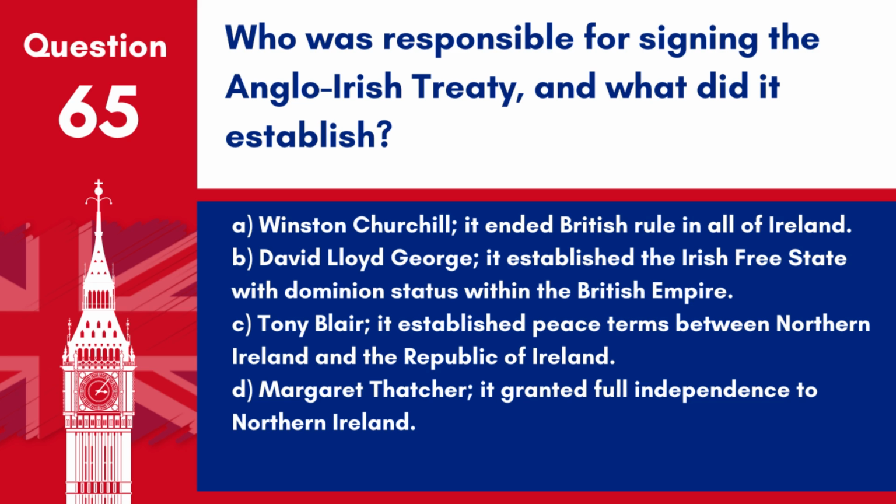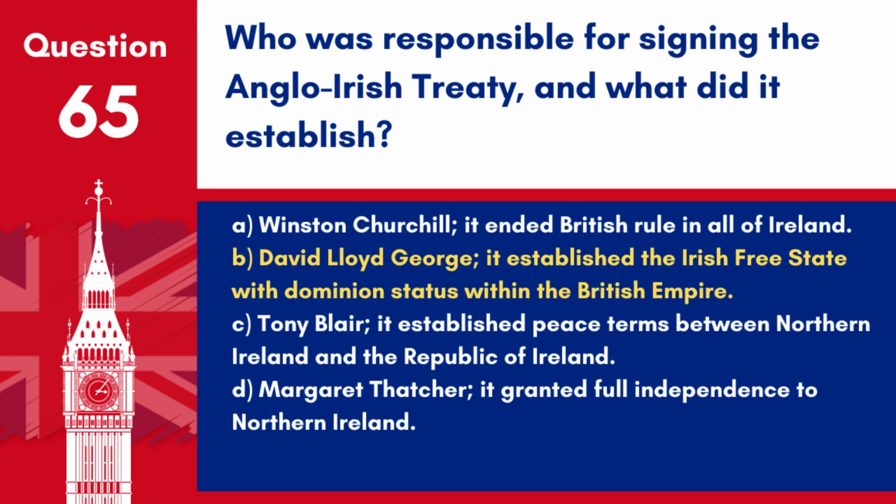A. Winston Churchill. It ended British rule in all of Ireland. B. David Lloyd George. It established the Irish Free State with dominion status within the British Empire. C. Tony Blair. It established peace terms between Northern Ireland and the Republic of Ireland. D. Margaret Thatcher. It granted full independence to Northern Ireland.